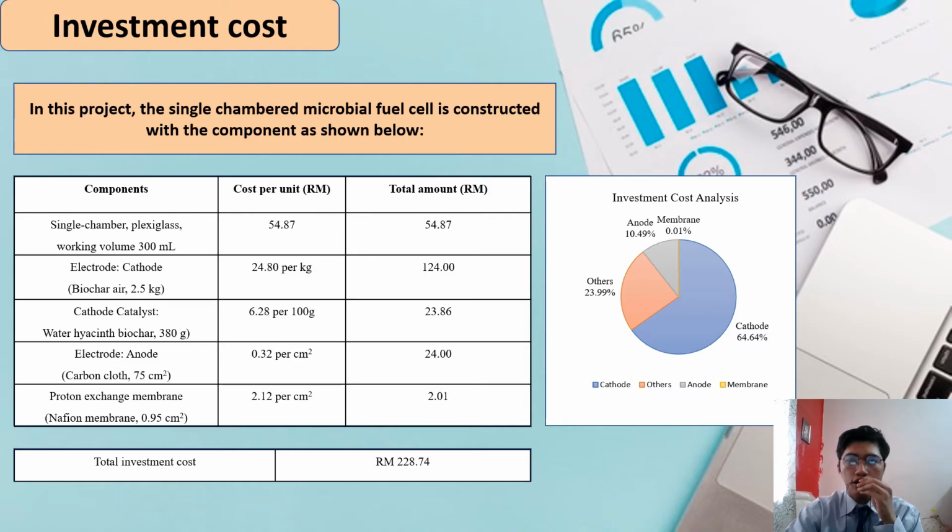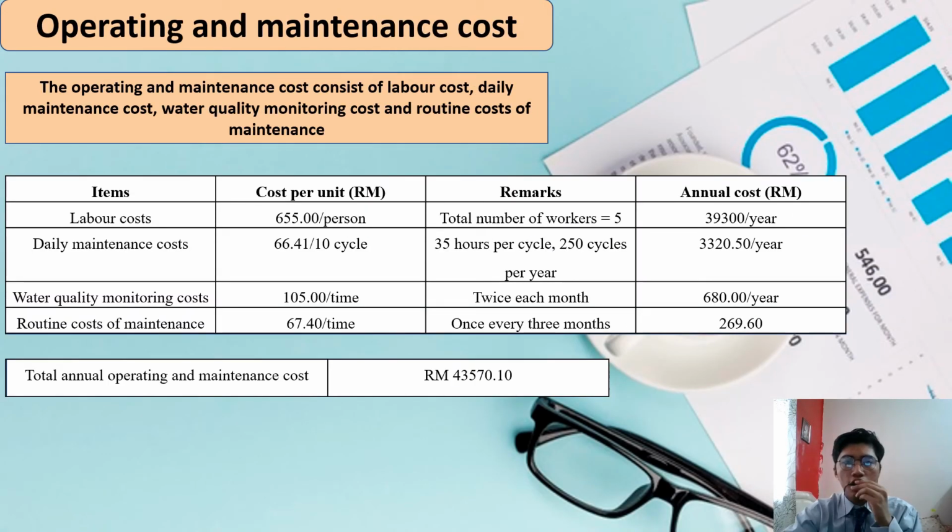For the investment cost, it is noticed that the major cost for the single chamber microbial fuel cell component is the electrode material, especially the cathode with 64.64%. Next, the operating and maintenance cost with a total annually of about RM43,470.10 was the highest cost among all the costs. For instance, the labor cost is RM655 per person, with the total number of workers about 5 people, which annually costs about RM39,300 per year.